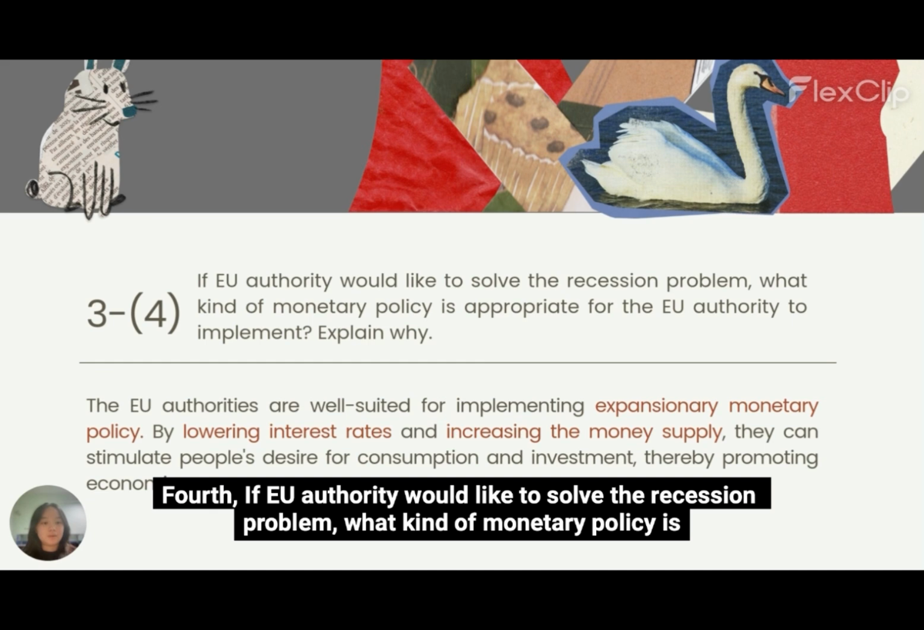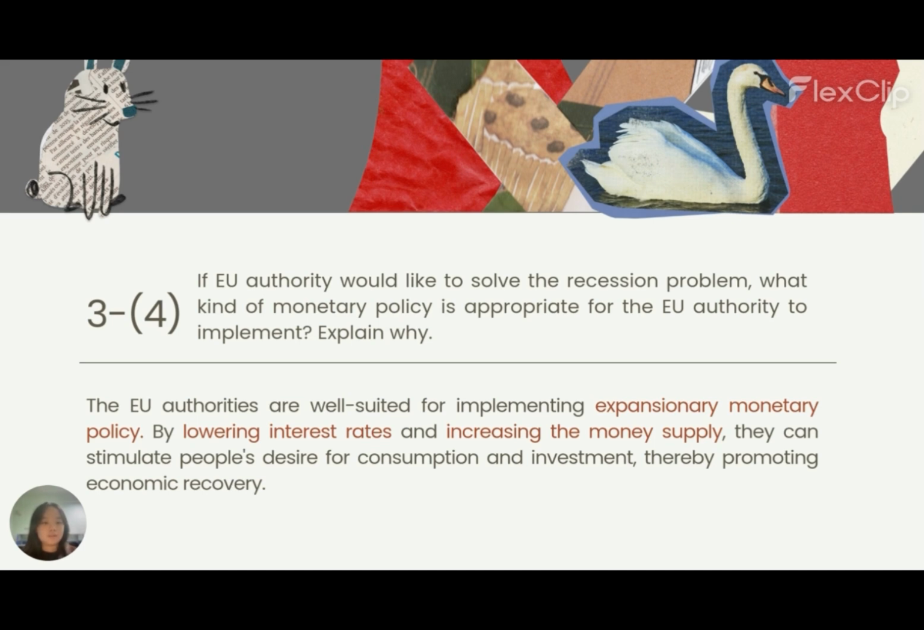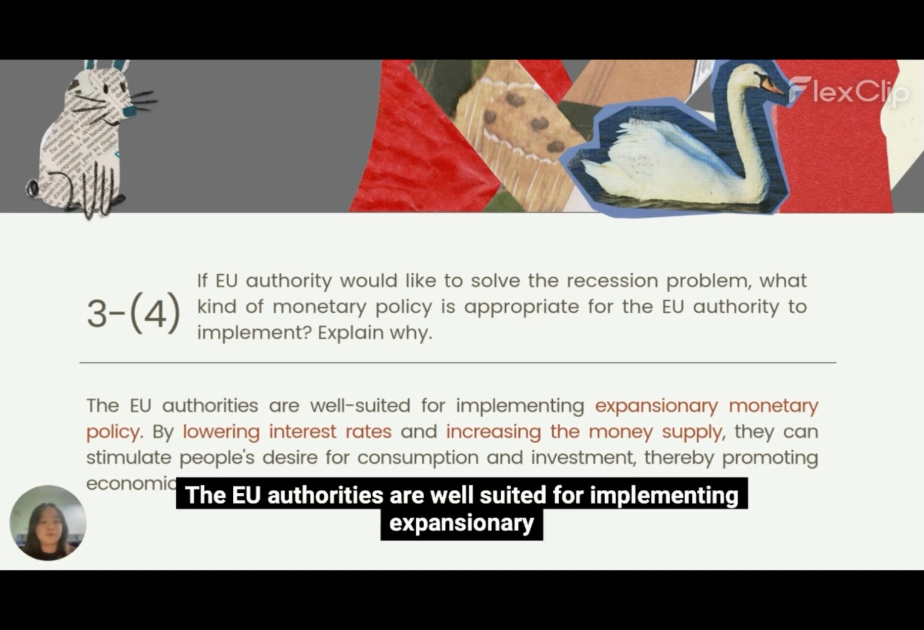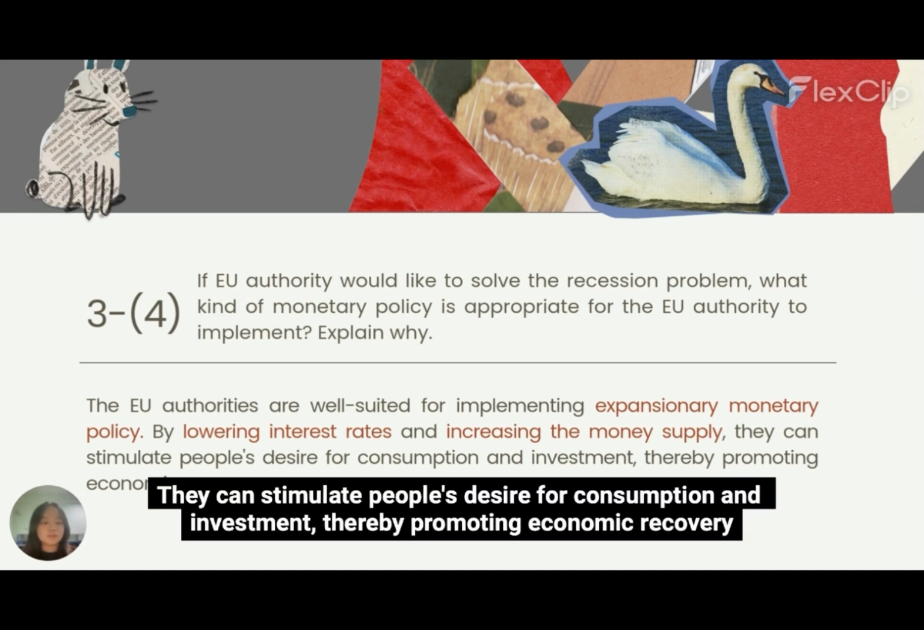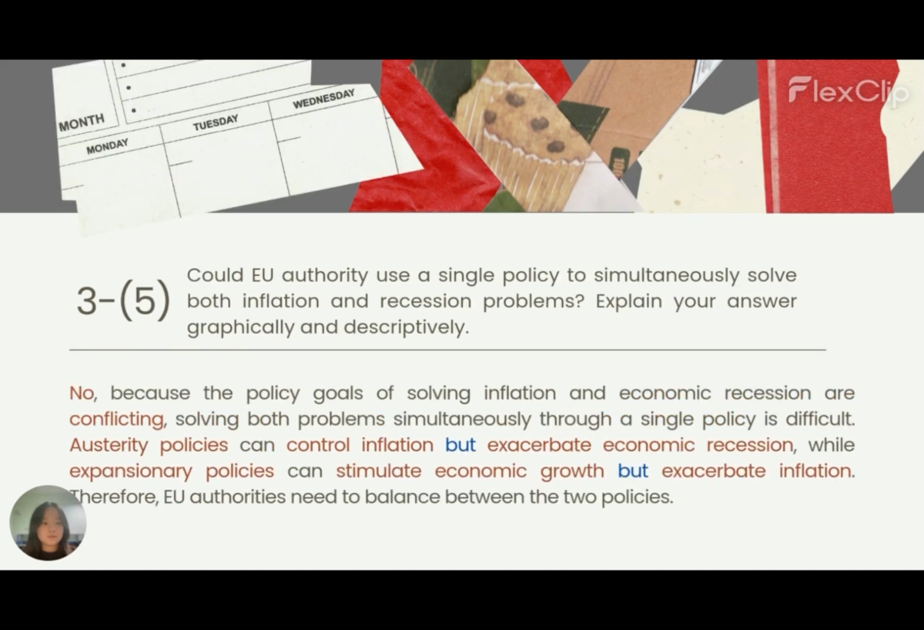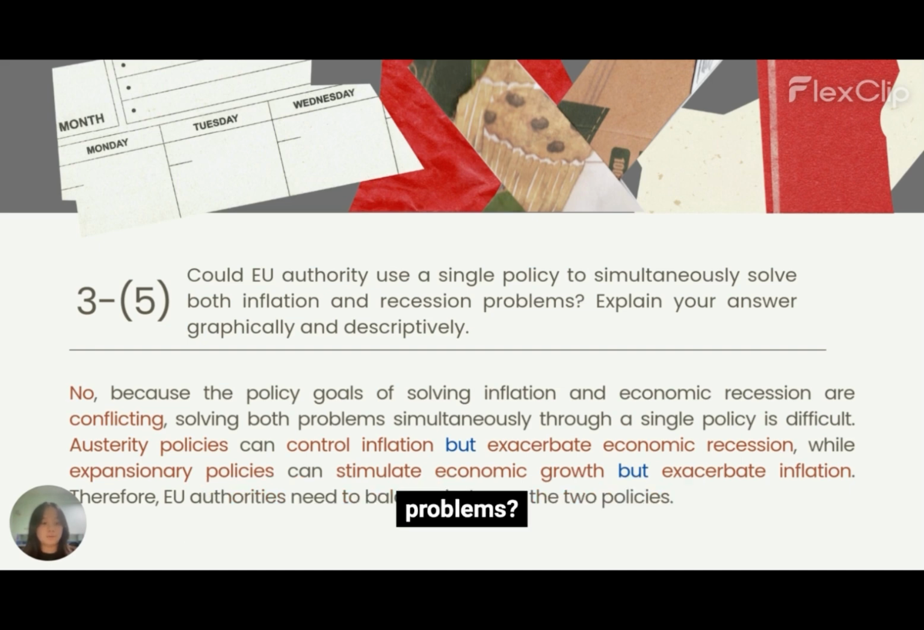If EU authorities would like to solve the recession problem, what kind of monetary policy is appropriate for the EU authorities to implement? The EU authorities are well suited for implementing expansionary monetary policy by lowering interest rates and increasing the money supply. They can stimulate people's desire for consumption and investment, thereby promoting economic recovery. Could EU authorities use a single policy to simultaneously solve both inflation and recession problems?